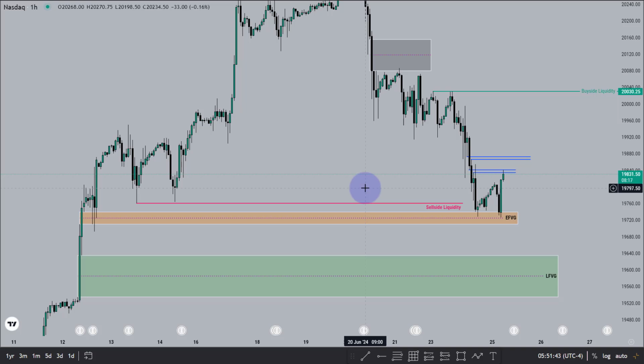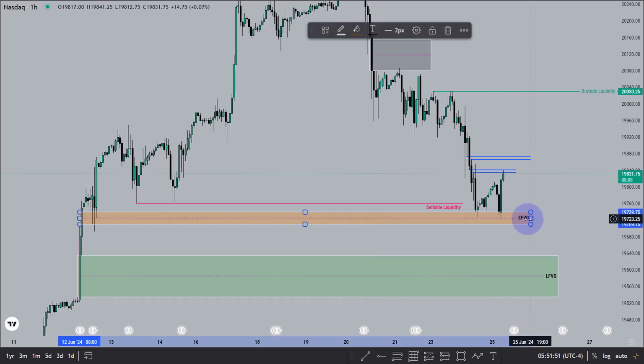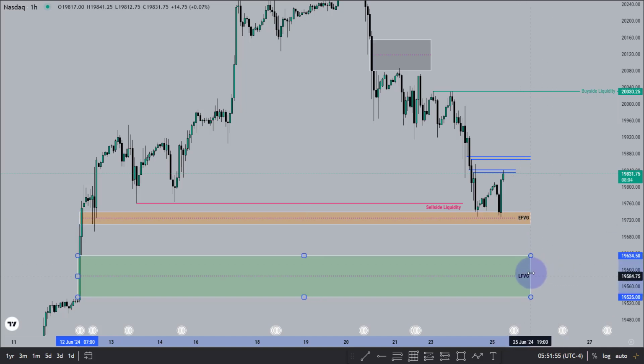As I told, the market always goes for the liquidity. After taking the liquidity, it needs a resting place. That means a fair gap. That should be either an anti-fair gap or it can be the last fair gap.